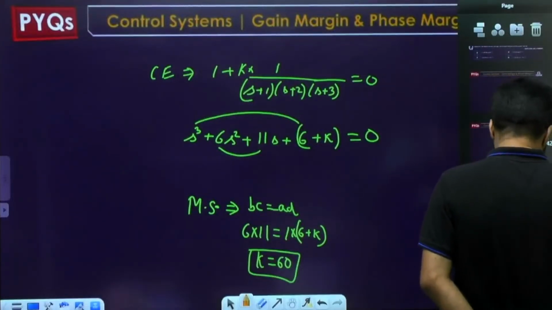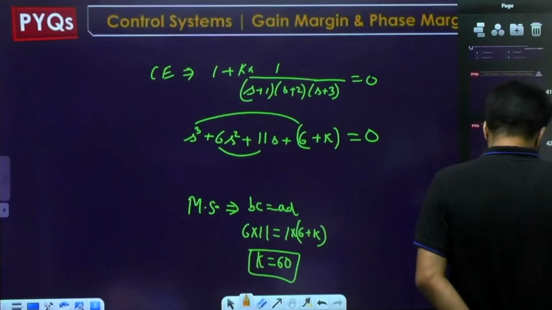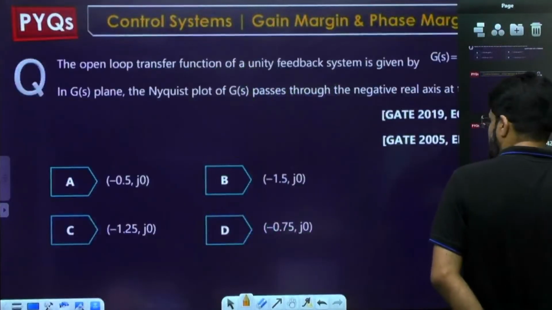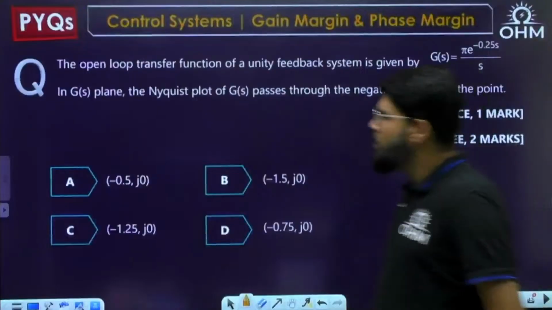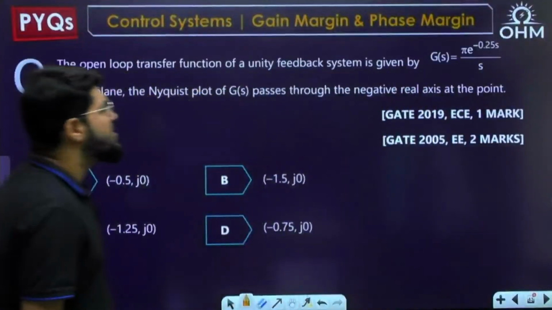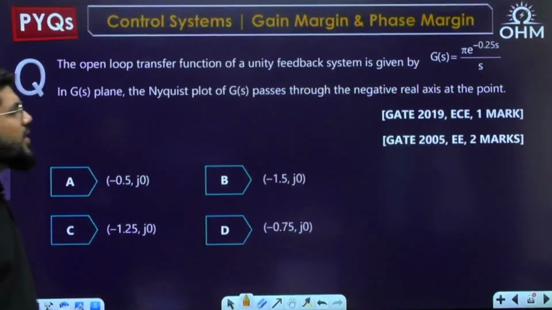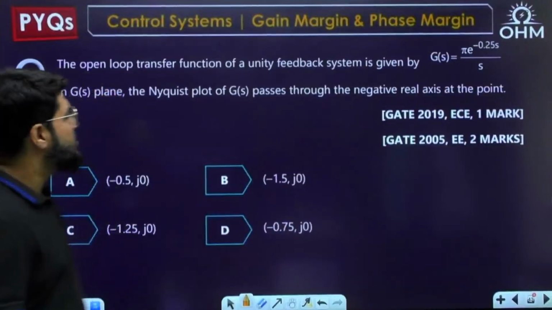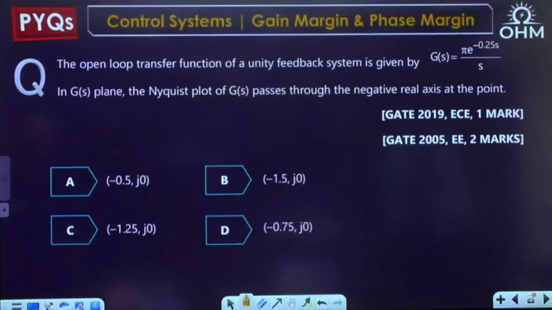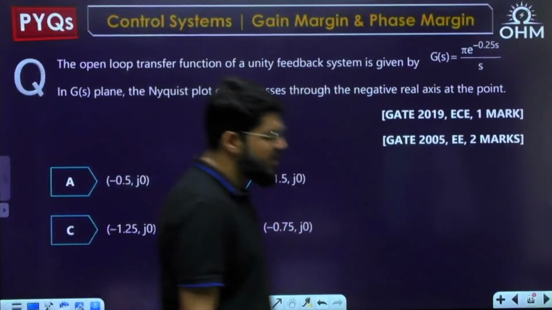Let me first take you towards a question where sometimes the exponential function is coming. Have a look into it. The open loop transfer function of a unity feedback system is given to you: G(s) equal to pi e power minus 0.25 s upon s. In the GS plane, the Nyquist plot of G(s) passes through the negative real axis at which point?